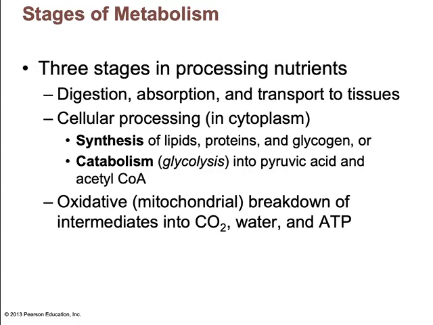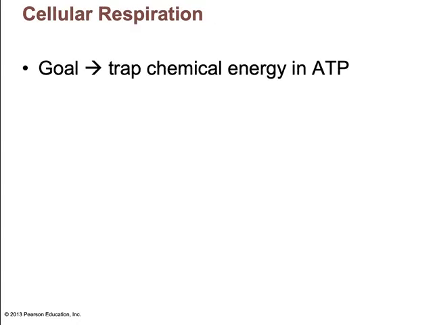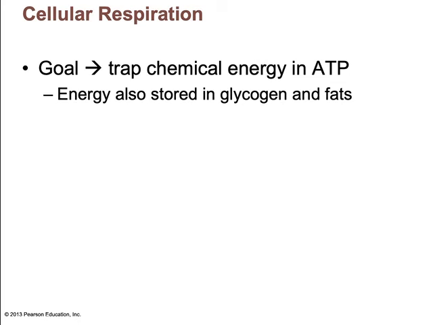And that's that net chemical reaction we just discussed. The goal is to move the energy to ATP so that the cell can use it to do work. It also generates heat and maintains body temperature. And we also store some of this energy, especially if it's excess energy, in glycogen, which is found in liver and skeletal muscle, and in fat, which is found throughout the body.